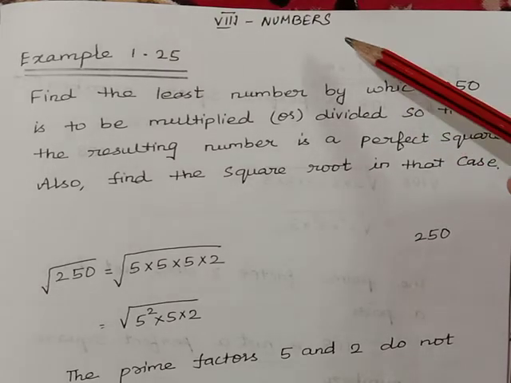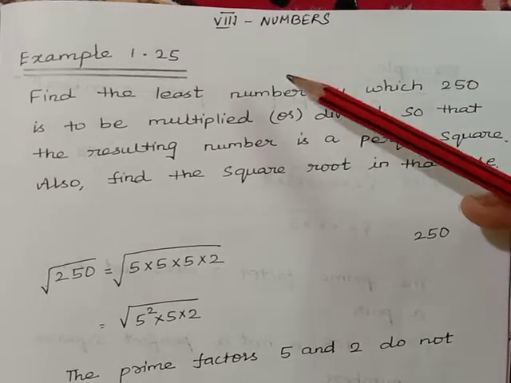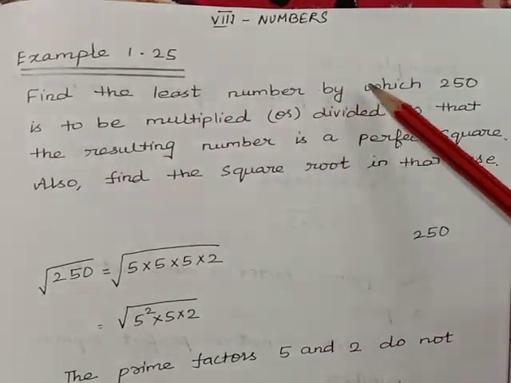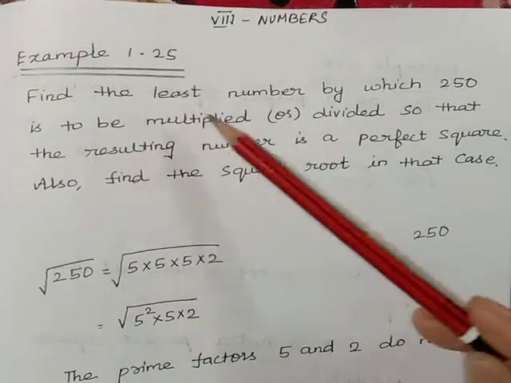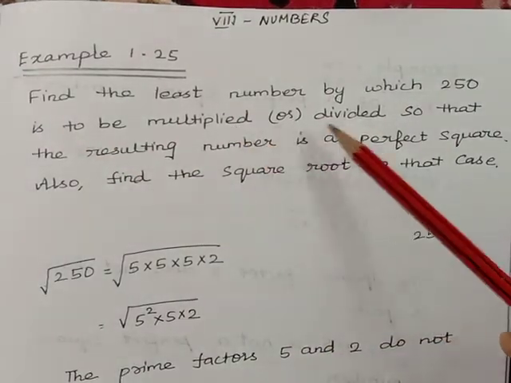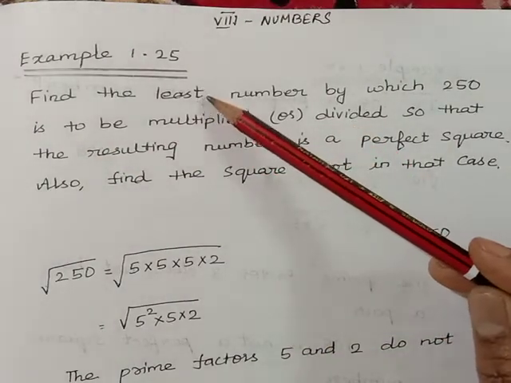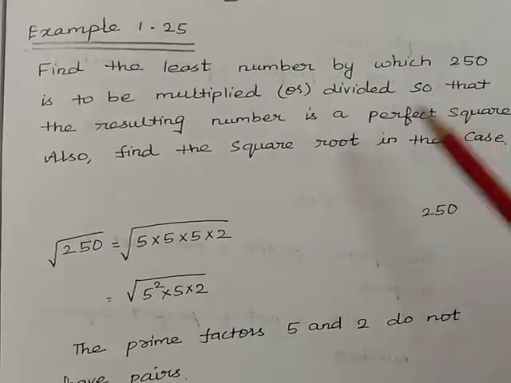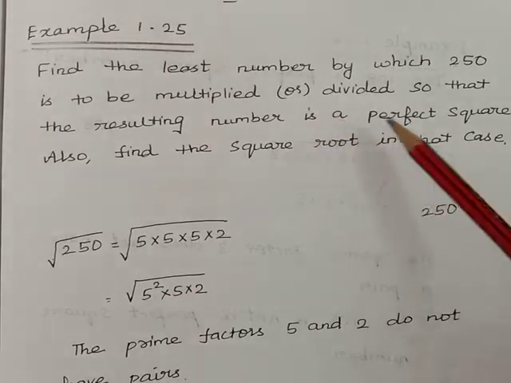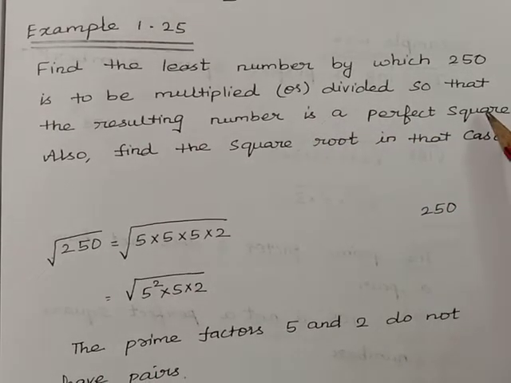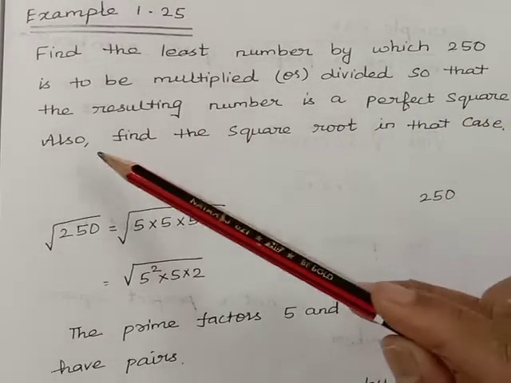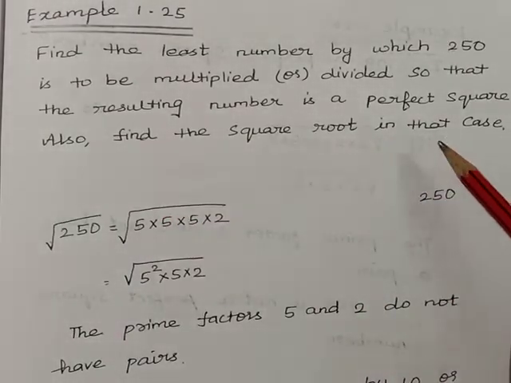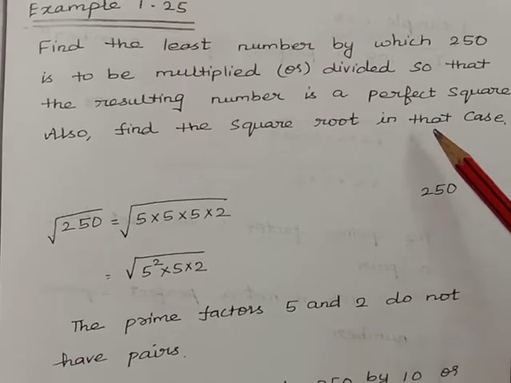Today we are going to learn 8th standard numbers, example 1.25. Find the least number by which 250 is to be multiplied or divided. We should find the least number. It should be either multiplied or divided so that the resulting number is a perfect square. Also find the square root in that case.